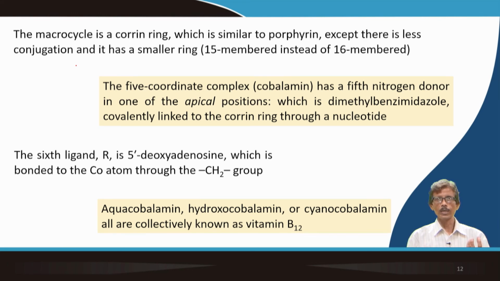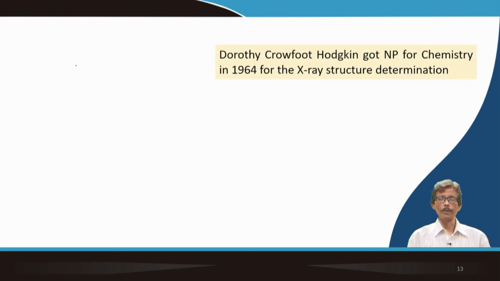Aquo is the neutral water molecule, so your charge will be different, reactivity will be different, and also we will see that cobalt can stay in 3 different oxidation states, +1, +2 as well as +3, and your reactivity pattern will change. So, the aquo, hydroxo and cyanocobalamin all together are given the term vitamin B12. The special one is your cyanocobalamin. The first one is your cyanocobalamin.